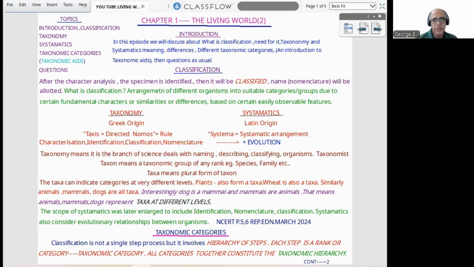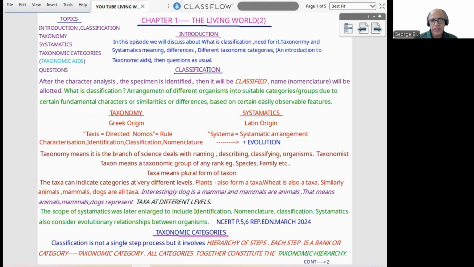So what is classification? Arrangement of different organisms into suitable categories or groups due to certain fundamental characters, similarities or differences, based on certain easily observable features. That is how we can define the term classification. Theory exam, 1 mark question.